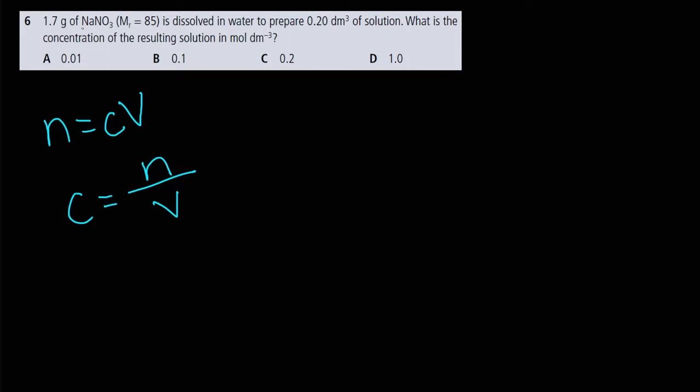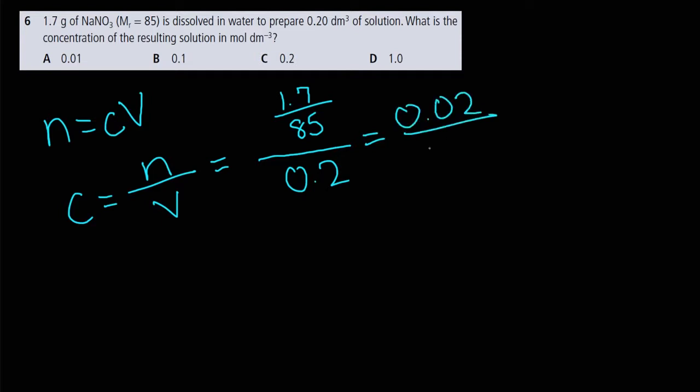Now we have 1.7 grams with a molar mass of 85 grams per mole. So then the number of moles of sodium nitrate would be 1.7 divided by 85. And our volume is 0.2 cubic decimeters. Now it turns out this here is just equal to 0.02 divided by 0.2, which equals 0.1 as the concentration. And then we have that as an answer here, B.